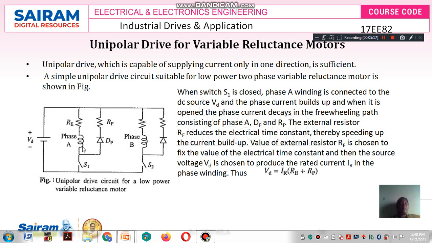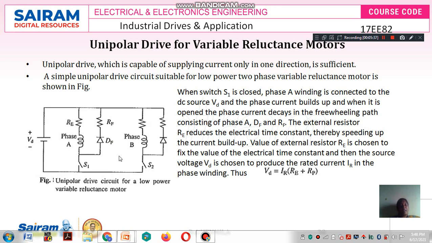The fast building up of the current in the phase winding will be completely taken care of by this external resistance. When the switch is open, the energy stored in phase A will completely decay via this freewheeling diode and this RF, via the freewheeling diode and RF.